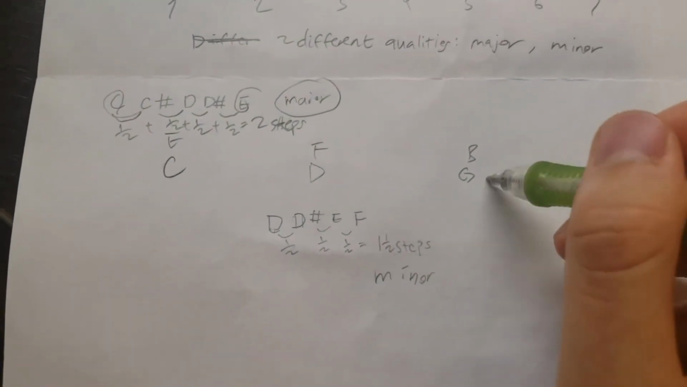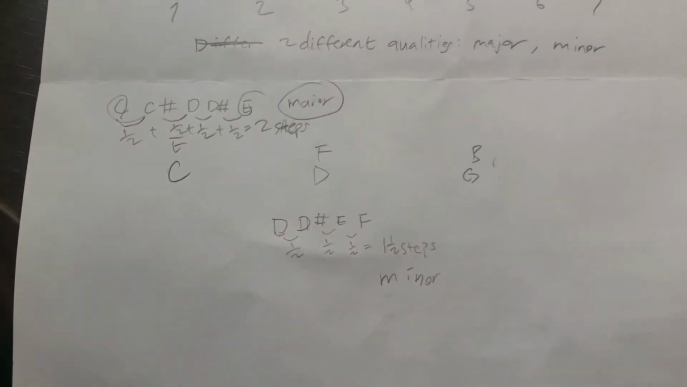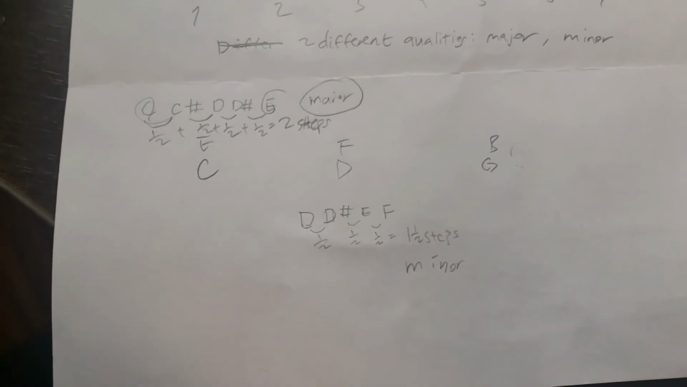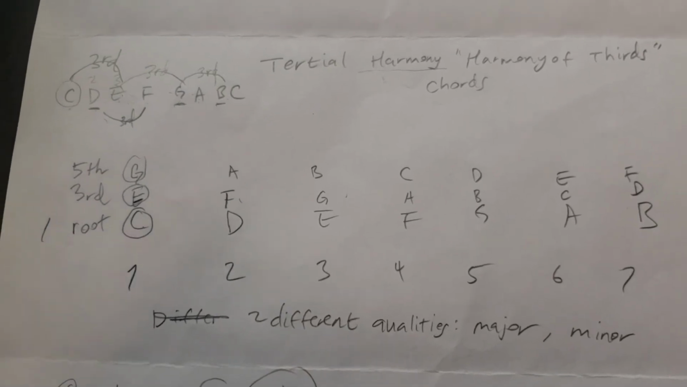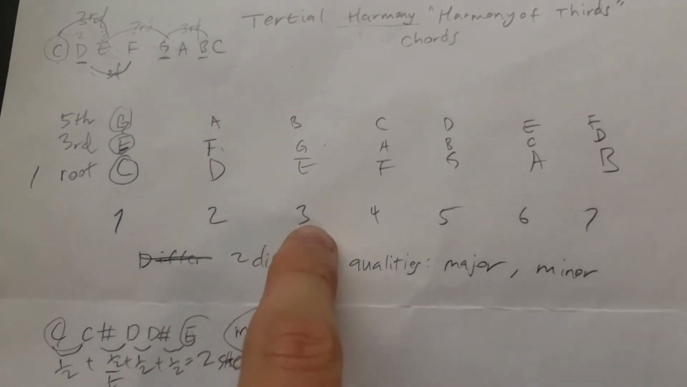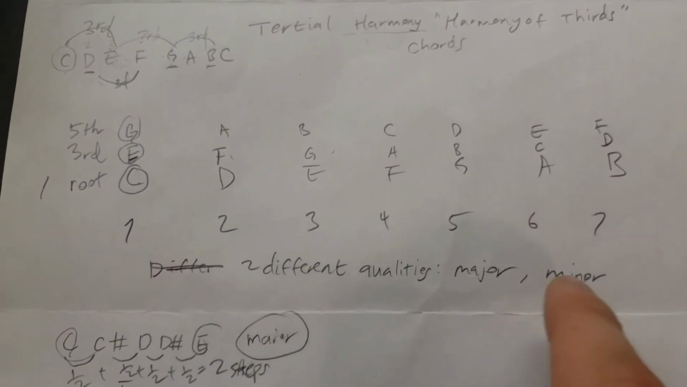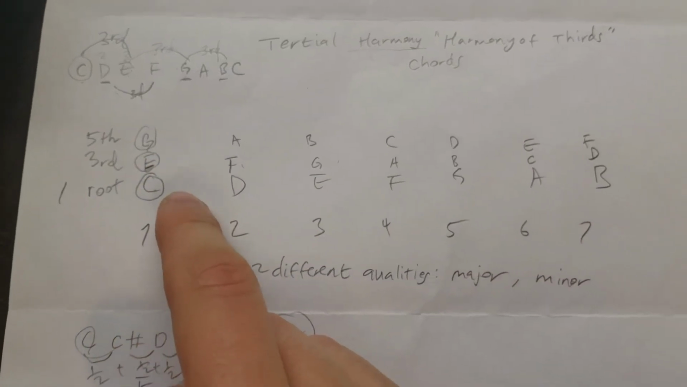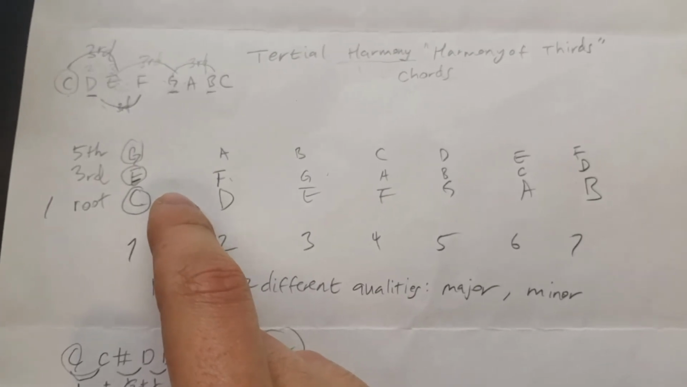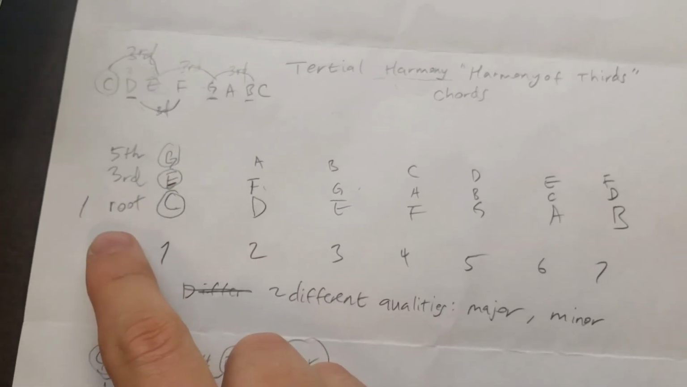So figure it out for G and B, and then comment the right answer in the comments. The reason why that is important is the quality of a whole chord, whether a chord is major or minor, is decided by the quality of the third in relation to the 1, the root.